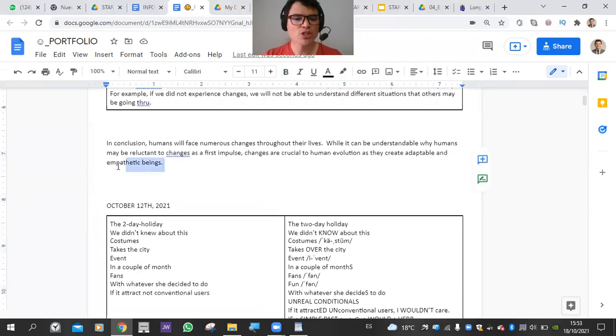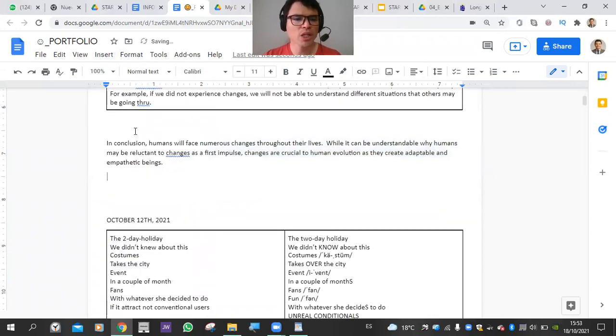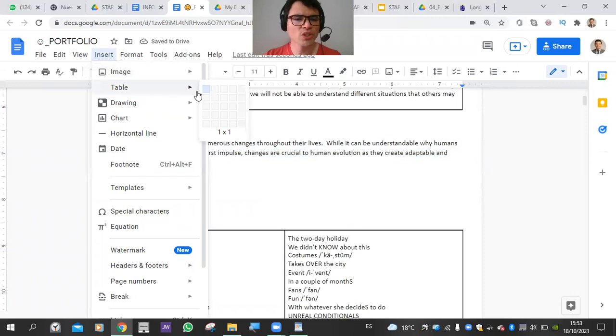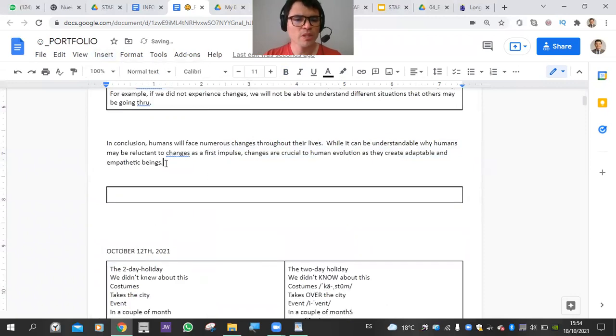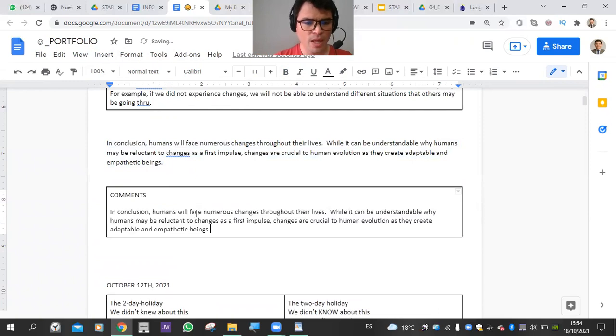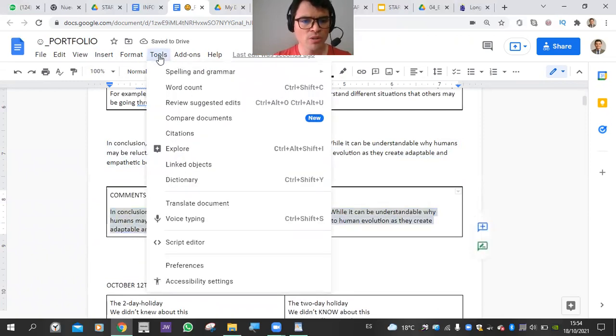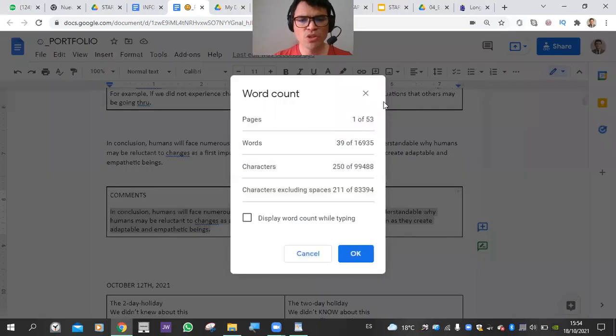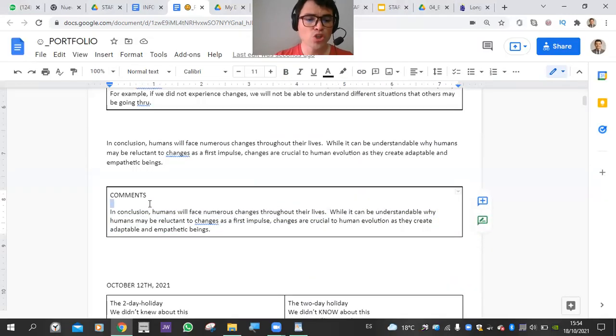In conclusion, now let's go to the conclusion. Let's go to the conclusion, and I will here insert a table. So this is the way in which we usually correct writings. And comments. What are the comments here? And I'm pasting this. And how many words do we have here? Words 39. In my opinion, this is a short essay.